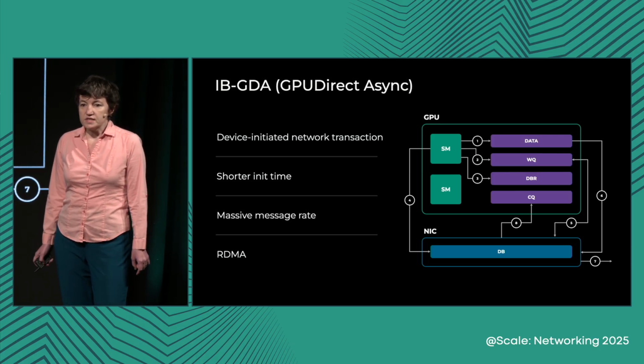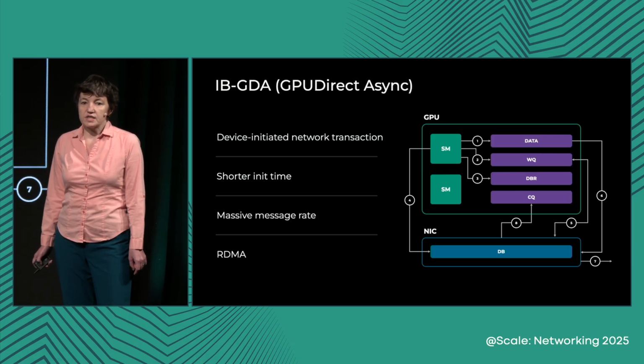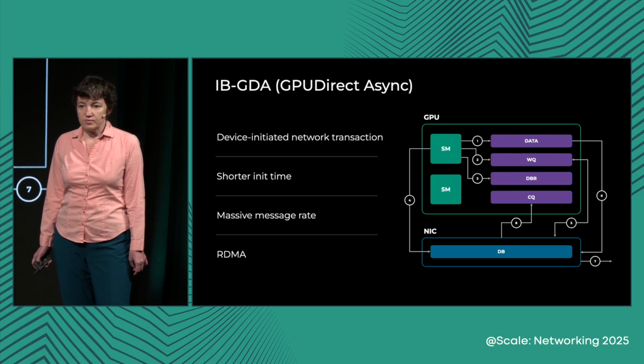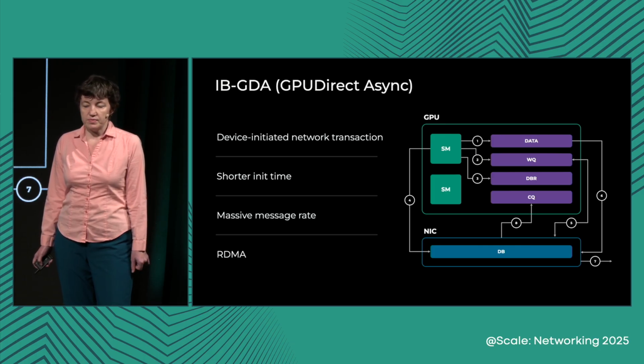What advantages does this give us? Shorter initialization time, massive message rate that can saturate modern NICs, and we are still getting the remote direct memory access that we were previously getting with the IBRC approaches.